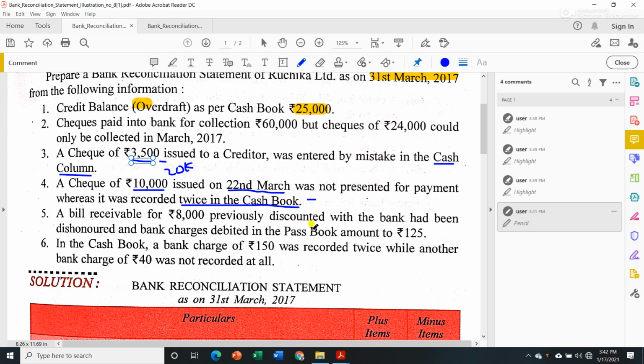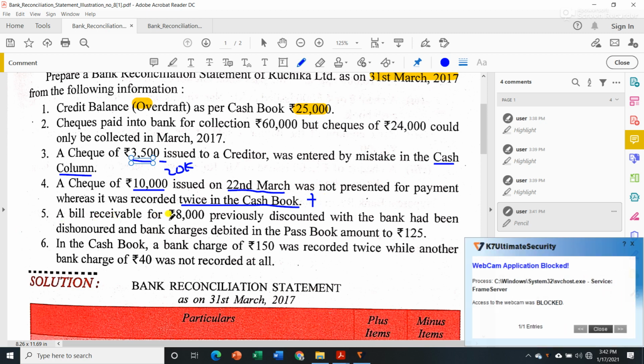Oh sorry, it is payment. Check issued means we have paid, not collected. I was thinking we collected a check. Now according to cash book we have made a payment of 20,000, so our cash book is showing 20,000 less than the passbook. So in order to bring up the balance of cash book and equate it with the passbook, we just have to add this 20,000. So it will come in the plus column.